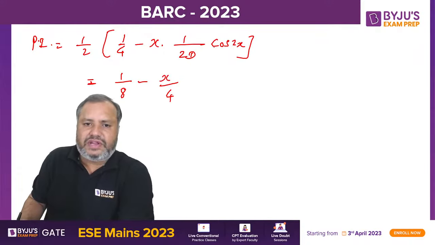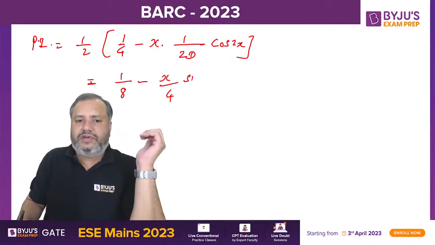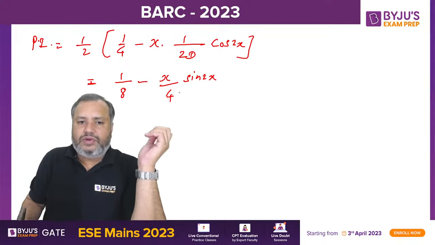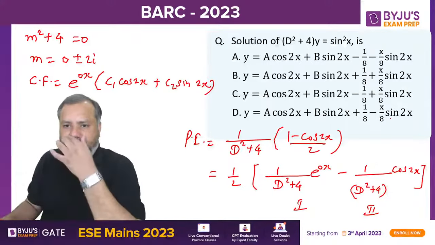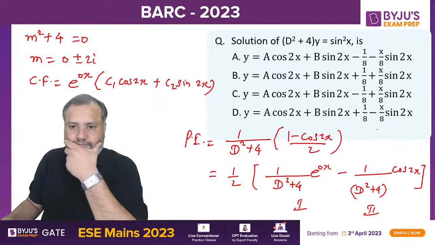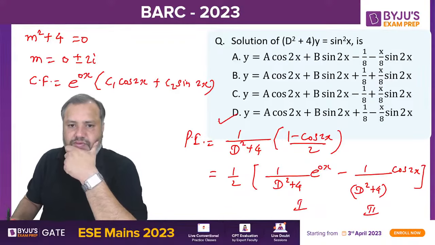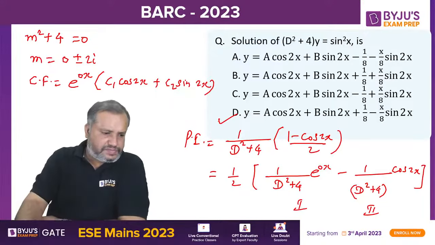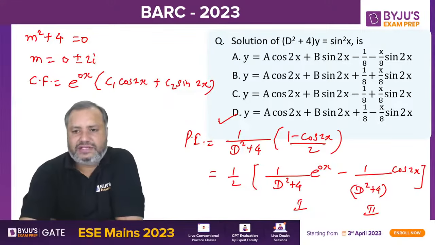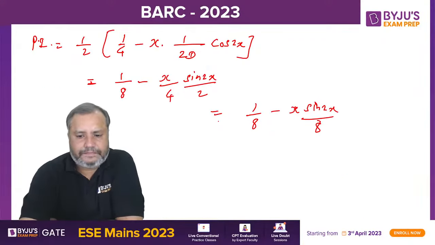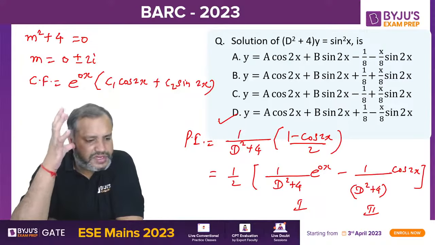1 by D means integration. Integration of cos 2x is sin 2x by 2. So ultimately it is 1 by 8 minus x sin 2x by 8, that is (1 minus x sin 2x) by 8. Option D is the correct answer. 1 by 8 minus x sin 2x by 8, correct?